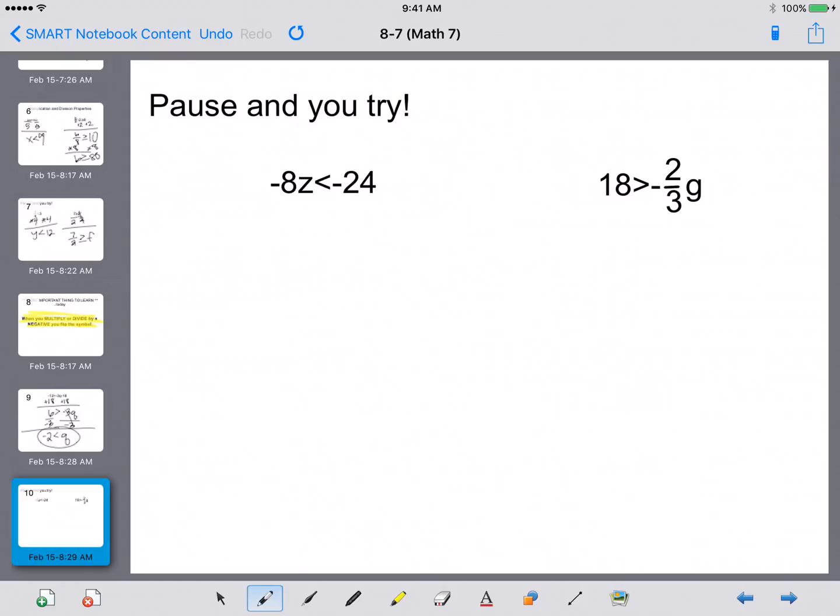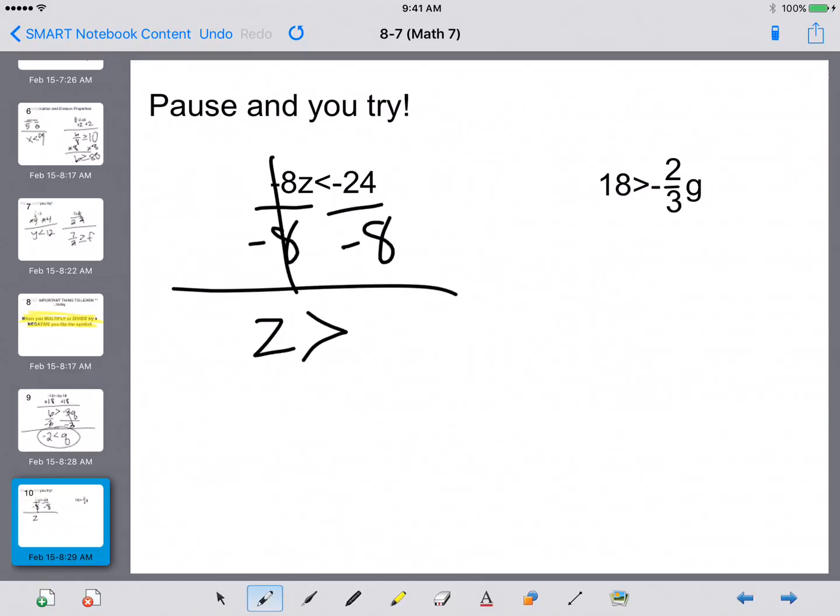And so finally, you can pause and try these one on your own, and then you'll be ready to go off onto your assignment. So here, dividing by the coefficient, divide by negative 8, divide by negative 8, and we get z, symbol flip, so greater than positive 3, because when you multiply or divide, negatives come in pairs.